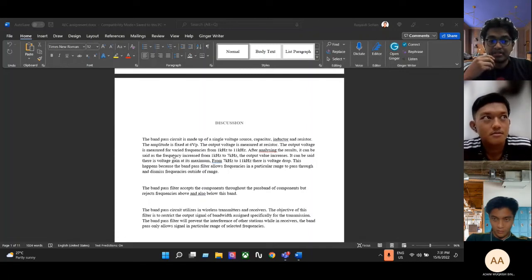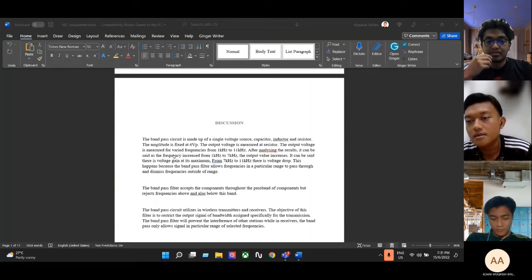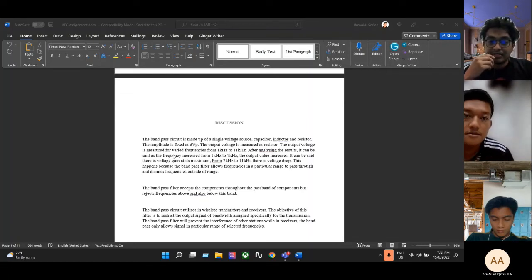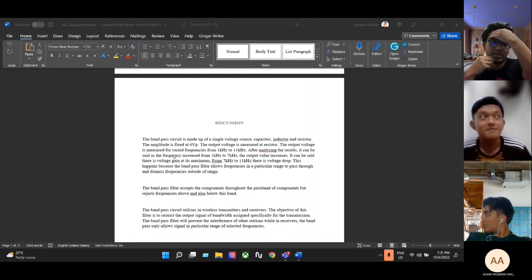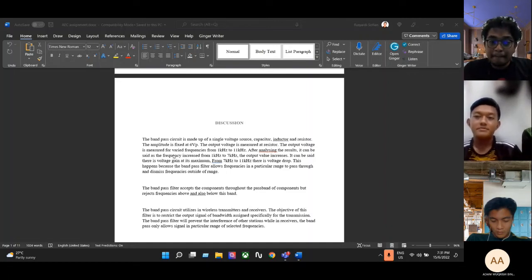The bandpass circuit is utilized in wireless transmitters and receivers. The objective of this filter is to restrict the output signal to the bandwidth assigned specifically for the transmission. The bandpass filter will prevent interference with other stations, while in a receiver, the bandpass only allows signals in a particular range of selected frequencies.